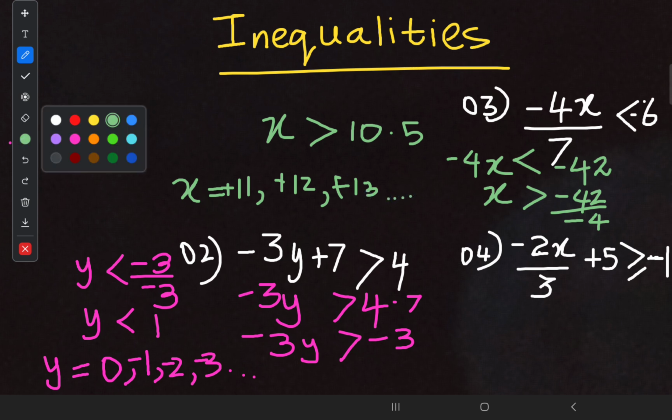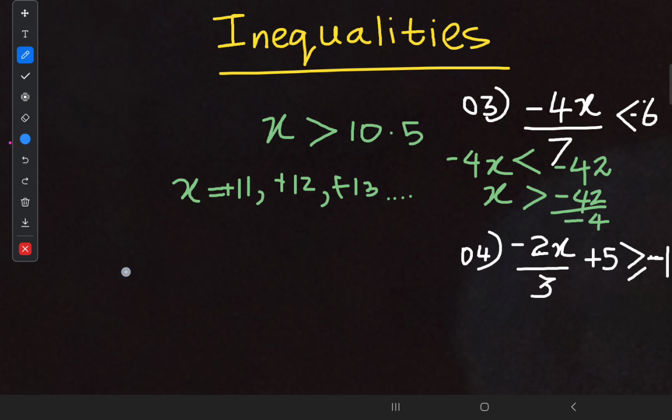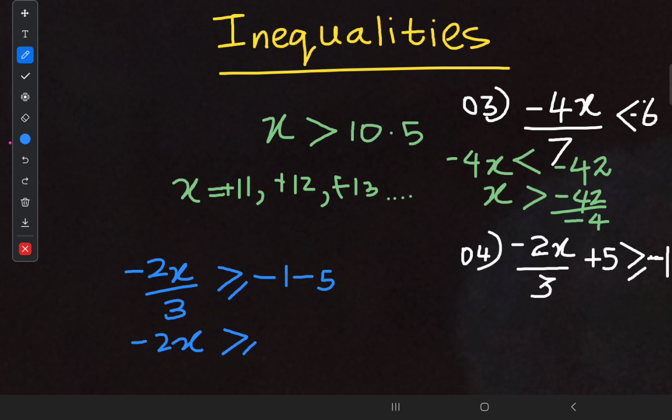In our last question, negative 2x upon 3 plus 5 is greater than or equal to negative 1. Negative 2x upon 3 is greater than or equal to negative 1, and this positive 5 will become negative 5. So it became negative 6, and the divisor 3 will become a multiplier of 3. So negative 2x is greater than or equal to negative 18.